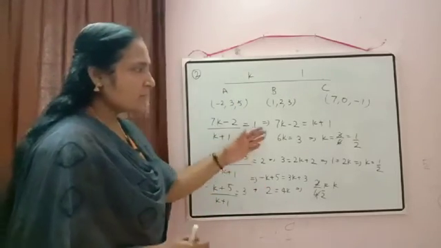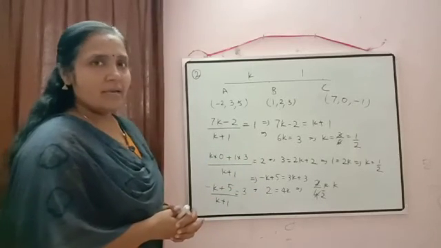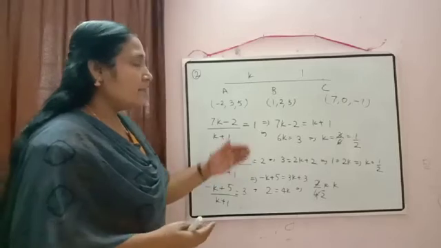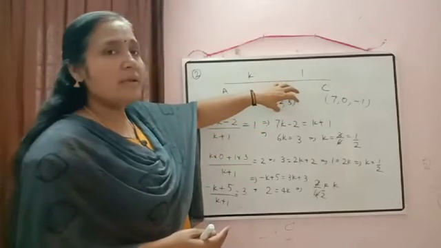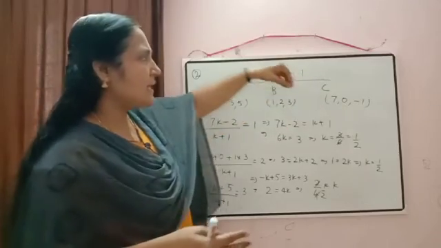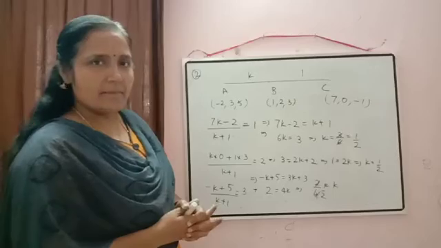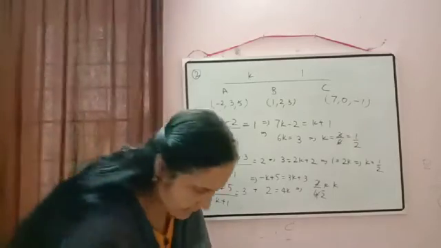If in any one case you get a different ratio, it means the points are not collinear. Clear? It doesn't mean that you have to take B only in between A and C. It depends on you. If you want, you can take C in between A and B. The method will be the same. Then the next one, question number 3.